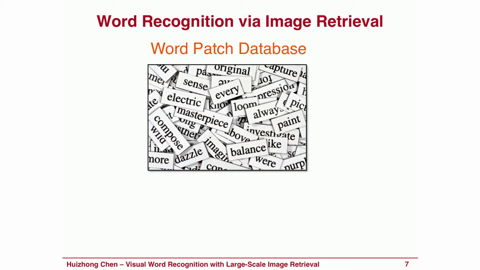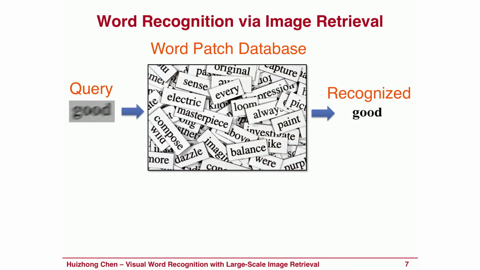We assemble a database of word patches, which contains a large lexicon of words that are shown in many different fonts. During a query, the query word patch is searched in the database so that the word depicted in the query can be recognized. This large-scale image retrieval problem imposes a set of unique challenges.